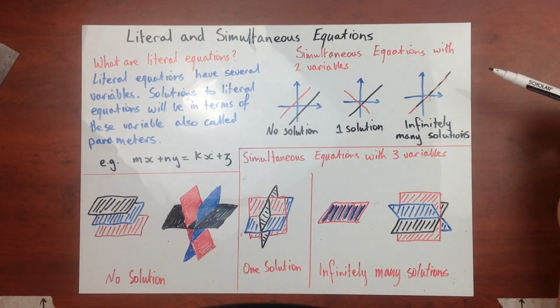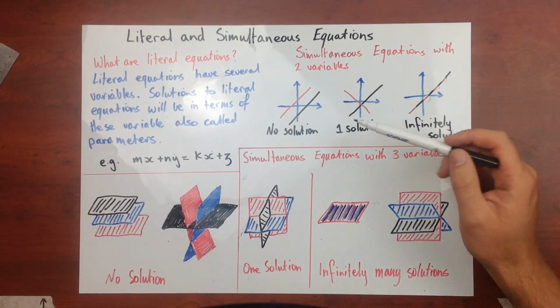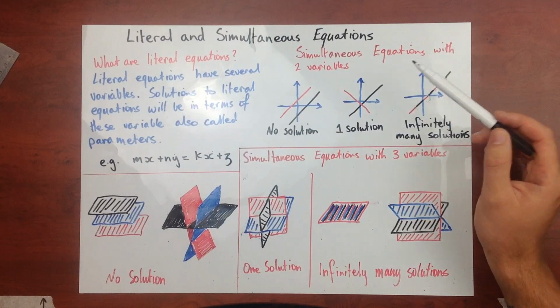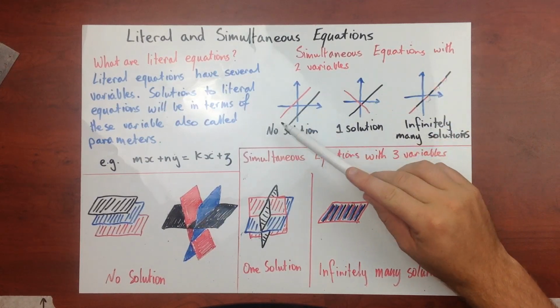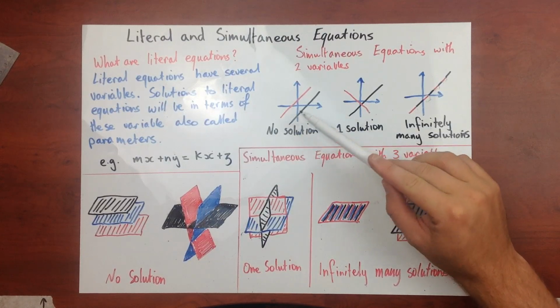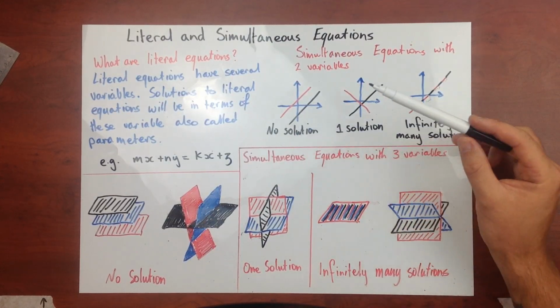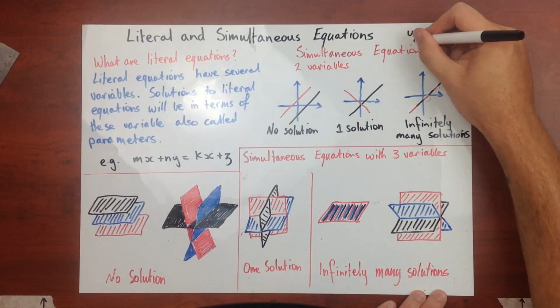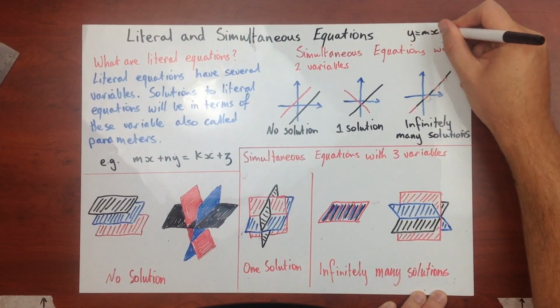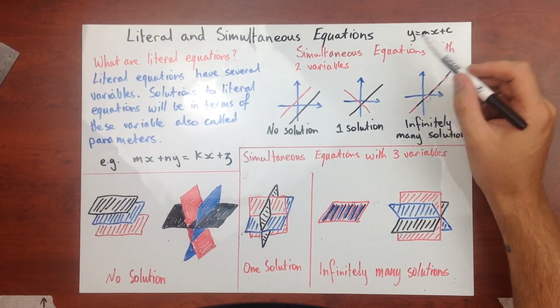But what we need to understand is what this actually means with the number of solutions. For simultaneous equations with two variables, no solution occurs when our lines are parallel. So we're going to have the same gradients, but different constants, or c values, when we're talking about our form y equals mx plus c. So we're going to have the same gradient, but different c values.